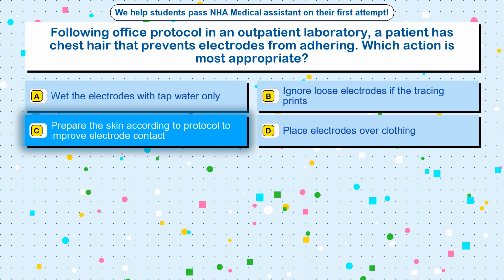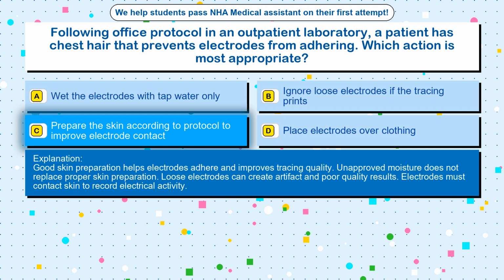The correct answer is option C, prepare the skin according to protocol to improve electrode contact. Good skin preparation helps electrodes adhere and improves tracing quality. Unapproved moisture does not replace proper skin preparation. Loose electrodes can create artifact and poor quality results. Electrodes must contact skin to record electrical activity.